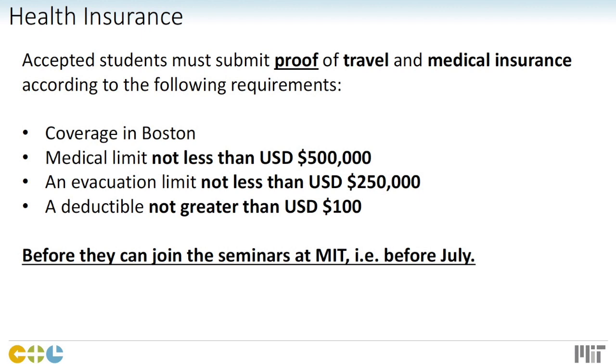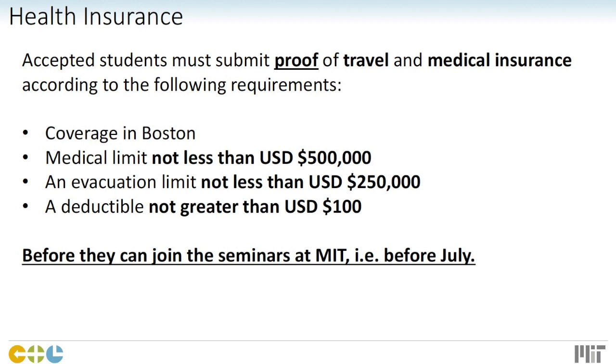So it's really important. I know you might be tempted to save a few dollars and choose a higher deductible. Don't do it. Please, please, I'm begging you, don't do it. It's really expensive, and it's really, really important that you send this information to us right away, because we're not going to let you come in July if you don't send it to us. So this is very important.